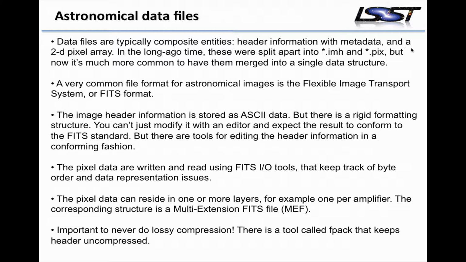Astronomical images are typically composite entities with metadata contained in a header and then a separate two-dimensional pixel array of imaging data. In the time long ago when disk space was at a premium, those two components of the images were split apart into a header file and a pixel file, but it's now much more common, thank goodness, to have them merged into a single data structure. The most common file format for astronomical images is called FITS, and it has a long-standing heritage in this community and has a number of advantages.